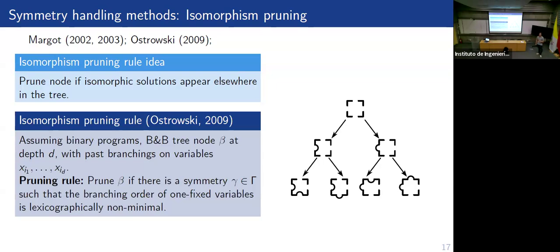And the rule that he came up with is the following. We are in a binary setting here. So that means that if we make a variable branching decision, a variable gets branched to 0 or to 1. And what Ostrowski did is basically he chooses the variable that you branch on first.